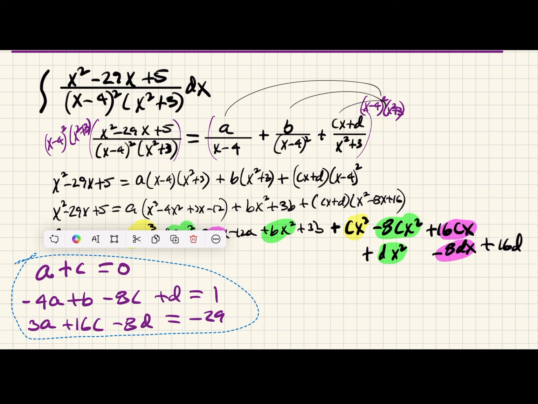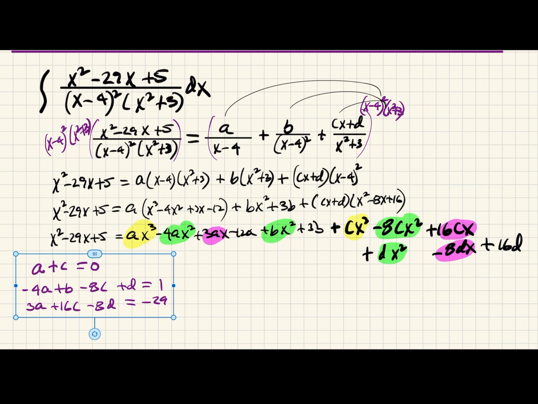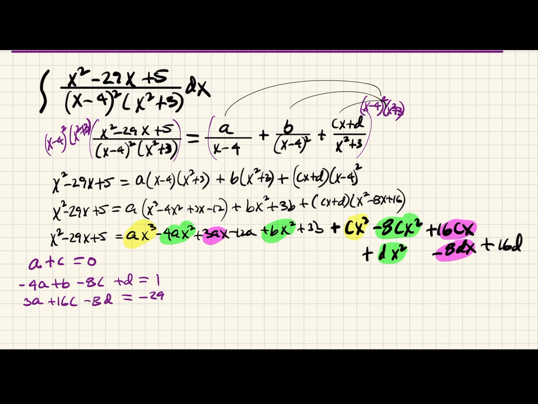Okay. And we have some constant terms. Looks like details are important on this topic, and maybe lots of opportunities for error. So let's see what we have here. We have minus 12a plus 3b plus 16d equals 5.